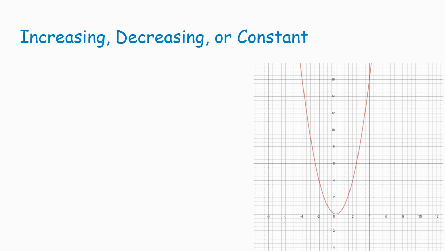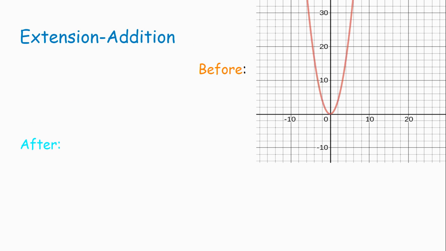And then increasing, decreasing, and constants. You can just use the arm test. If you're going along like this, it's decreasing from negative infinity all the way to 0. And then there's an absolute minimum right there, and then it starts increasing after 0 all the way up to positive infinity. So there's no constant.